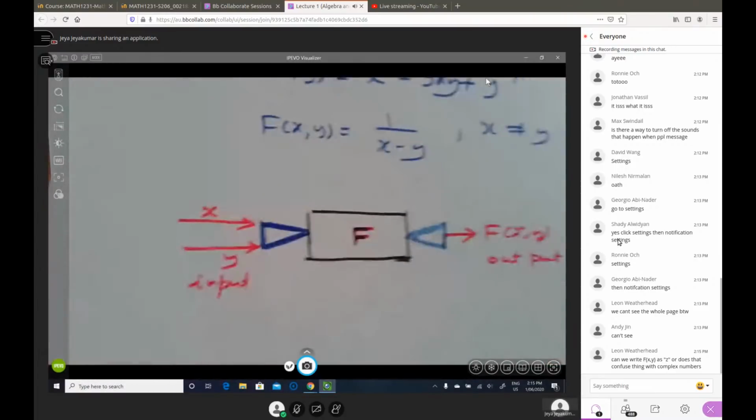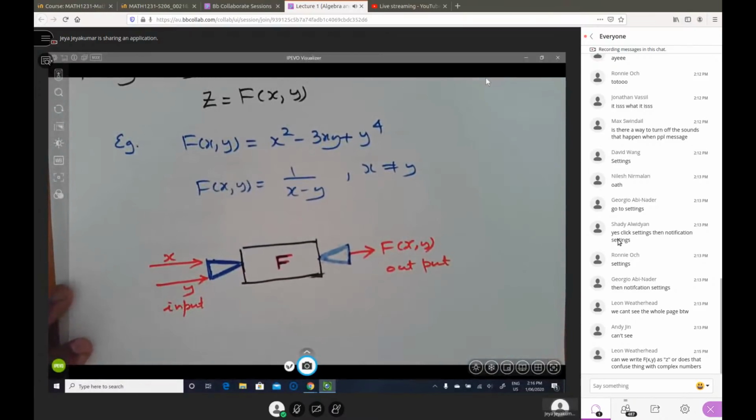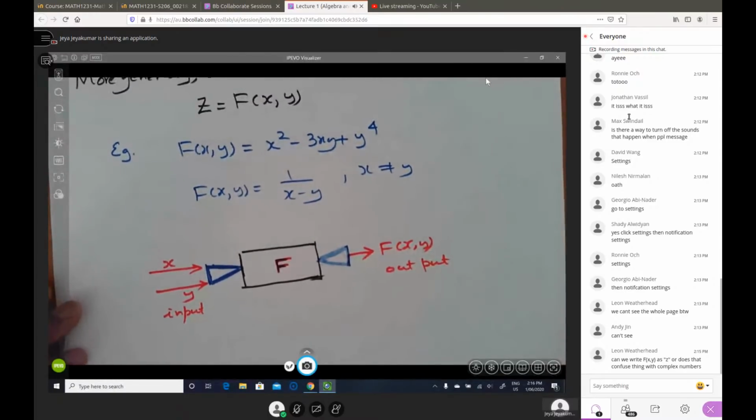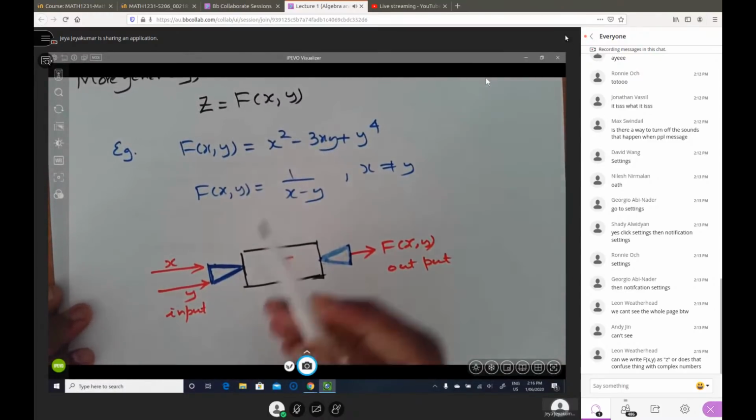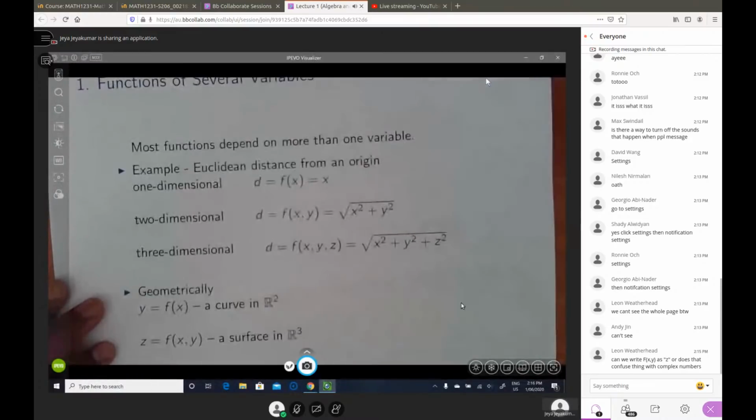The next question we want to look at is how we can sketch the graphs. There is a confusion on the notation: z is used in algebra for complex numbers as well. Yes, we will be using z to denote the value of the function of x and y. Okay, so we want to look at some examples.